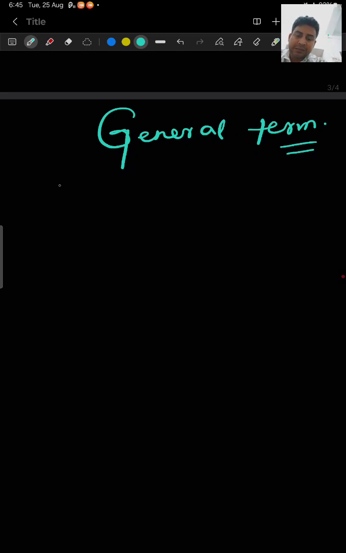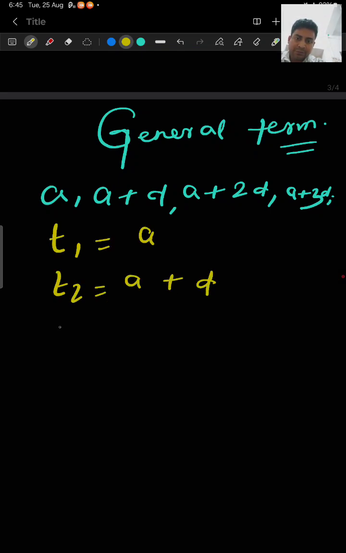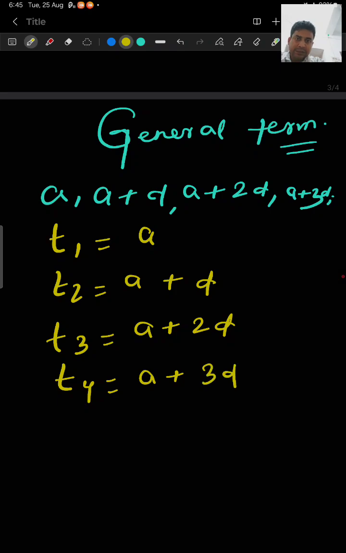Now we are going to see the general term. What is the general term? So the general term: our first term is a, the second term is a plus d. Now we are adding d to every previous term and we will get this. Okay, these are their notations: t1, t2, t3 and t4, a plus 3d.